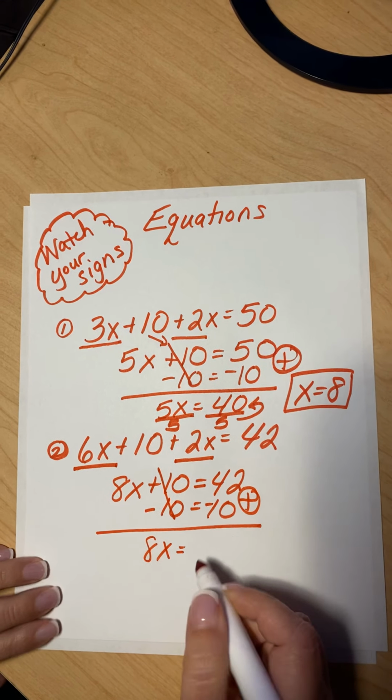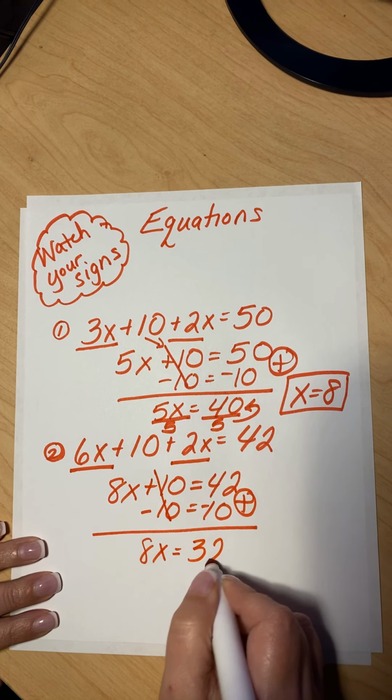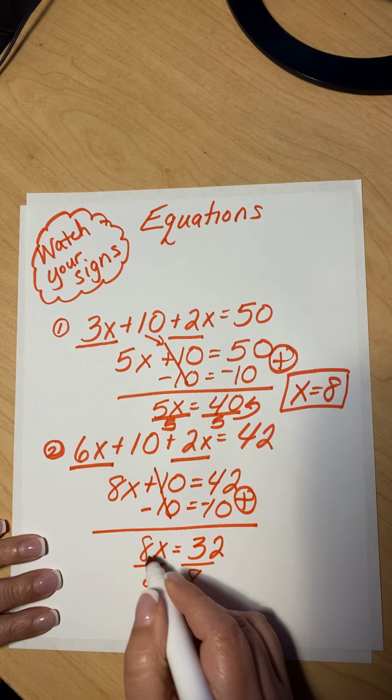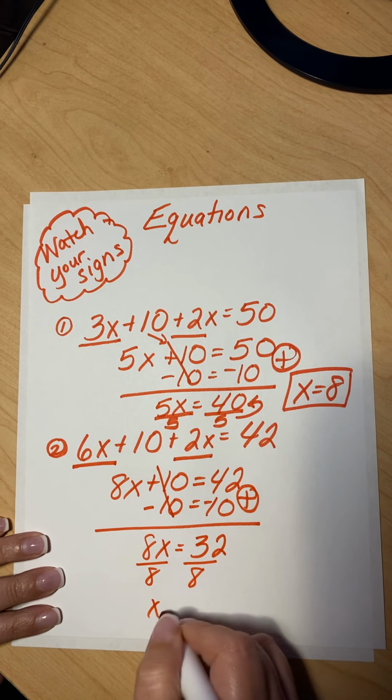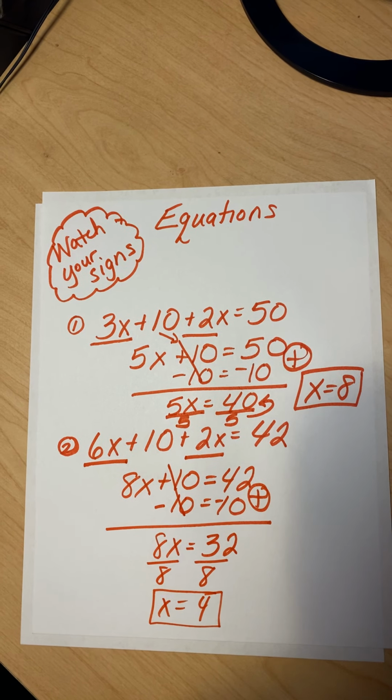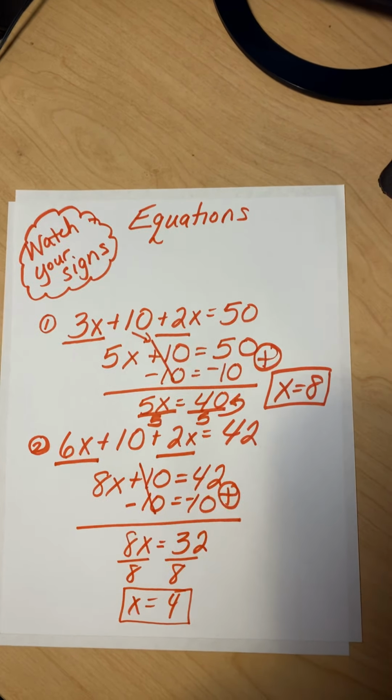Positive 42 plus negative 10 gives me 32. Divide both sides by 8 to get rid of that. X equals 4. Today we went over how to combine like terms to solve equations.